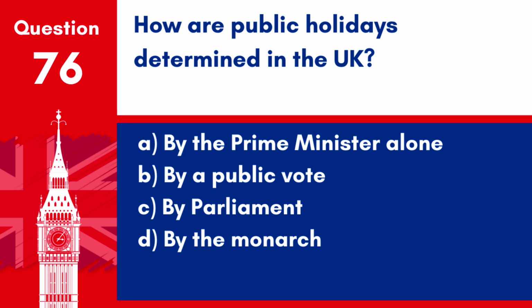A. By the Prime Minister alone. B. By a public vote. C. By Parliament. D. By the monarch. Answer: C. By Parliament. Public holidays in the UK are officially set by Acts of Parliament.